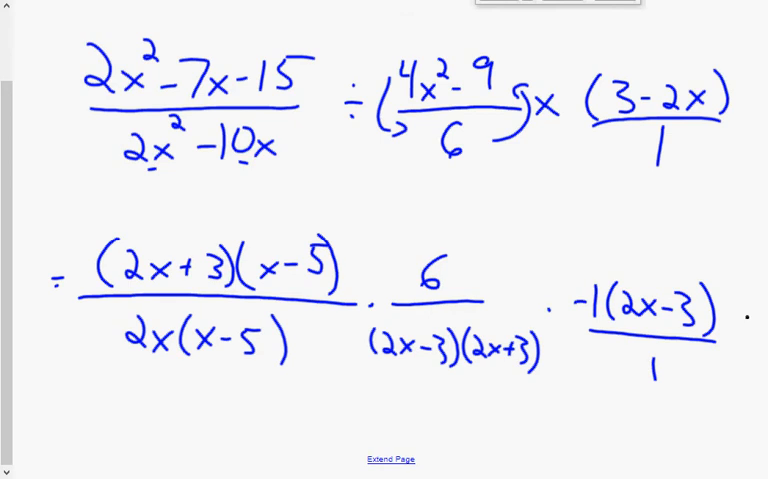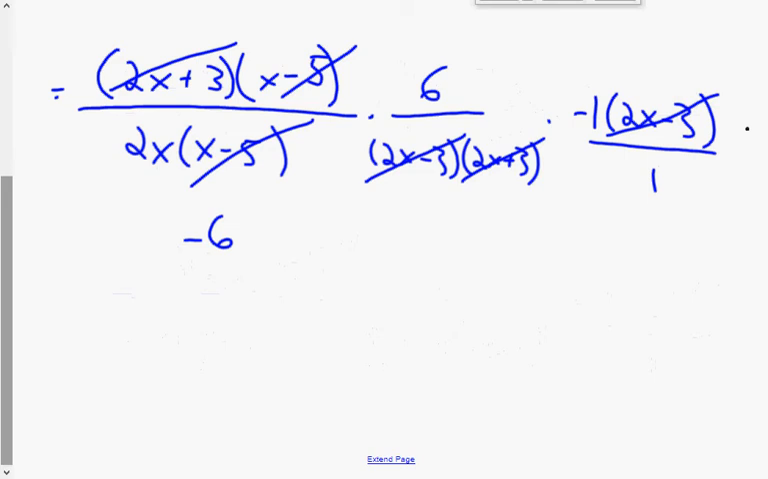Now that I've factored everything, let's do the best part of this. Let's cancel stuff out. Look at that. So now all I'm left with is 6 times -1. So that's going to be -6 over 2x times 1, which is just 2x. Now, there's a common factor that I can take out of both 2 and 6. I can take a 2 out of everything. So it just becomes -3 over x.